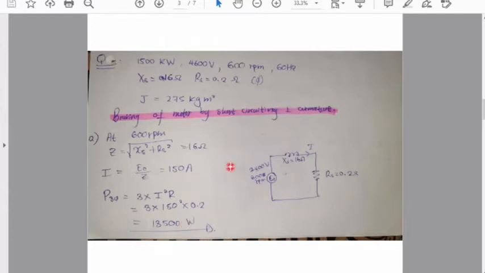Okay, this was at 600 RPM. Now, if you look at question B, it's the same question, but now the speed is at 150 RPM. So you're going to ask me, okay Parveen, what is going on? You said we're talking about 600 RPM over here, but we don't even use this value in our calculation. So what is the difference in the question?